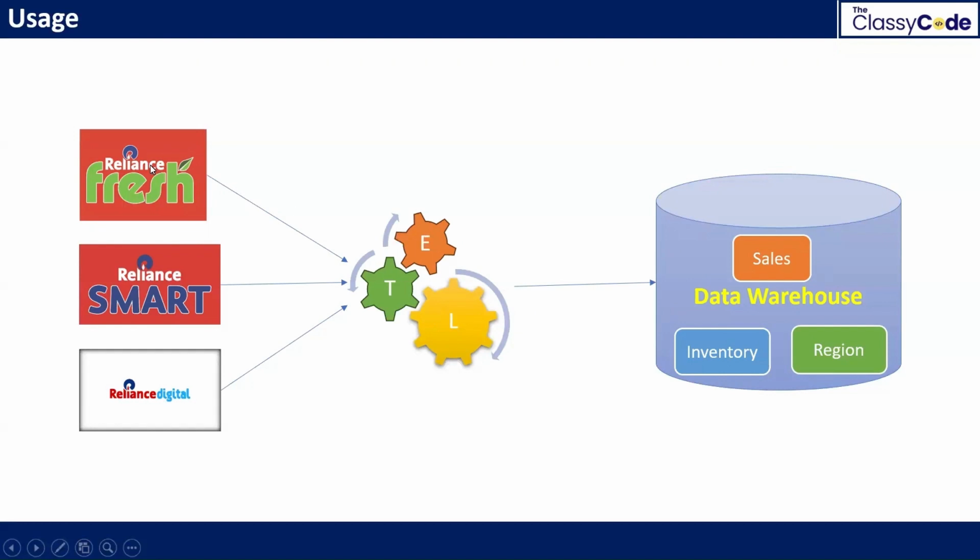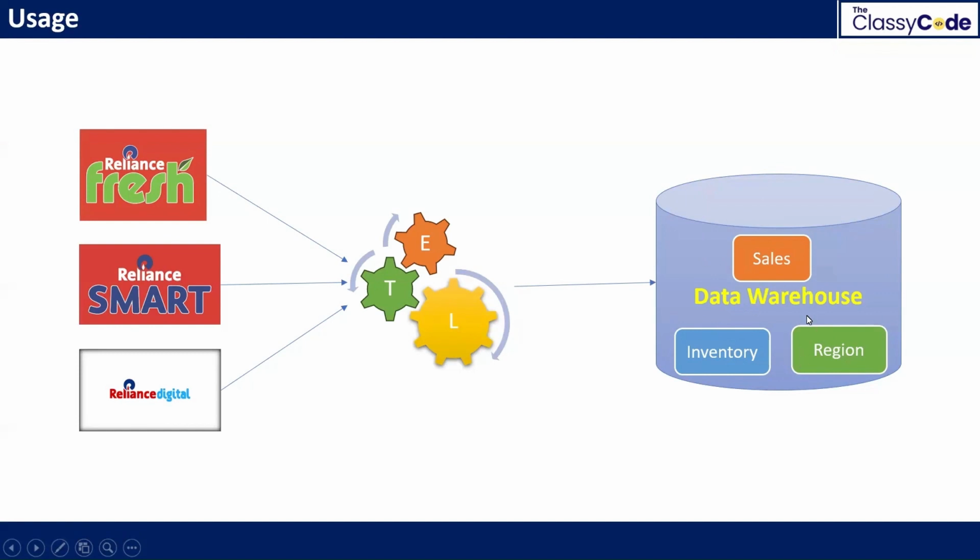ETL means you will extract the data. Extract means you will collect the data from different sources. These are called source. You will transform the data, so you can do some calculations like aggregate the data. Okay. So for example, the data you are going to load, L stands for load, you are loading into the data warehouse here.